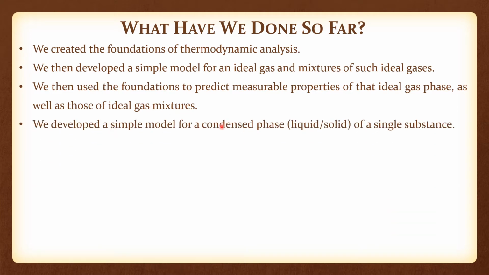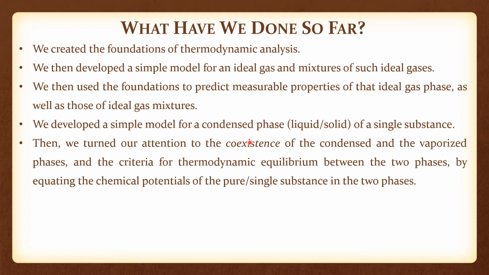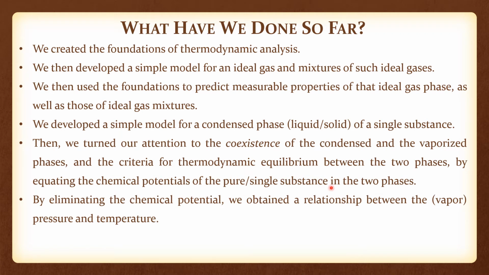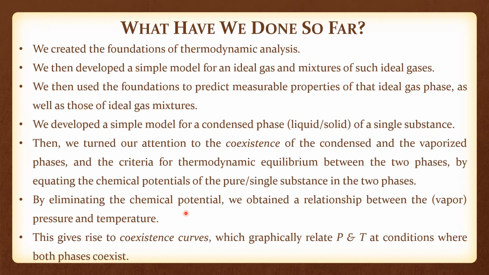Then in the previous part of this lecture, we developed a simple model for a condensed phase, whether a liquid or a solid, of a pure substance. Then we turned our attention to the coexistence of both the condensed and the vaporized phase, and used a criterion for thermodynamic equilibrium between the two phases by equating the chemical potentials of the pure substance in both phases. Then by eliminating the chemical potential, we obtained the relationship between the vapor pressure and temperature. Of course, this gives rise to a PT relationship, which can then be plotted as a coexistence curve, which is what we're going to take up and discuss in this part of the lecture.